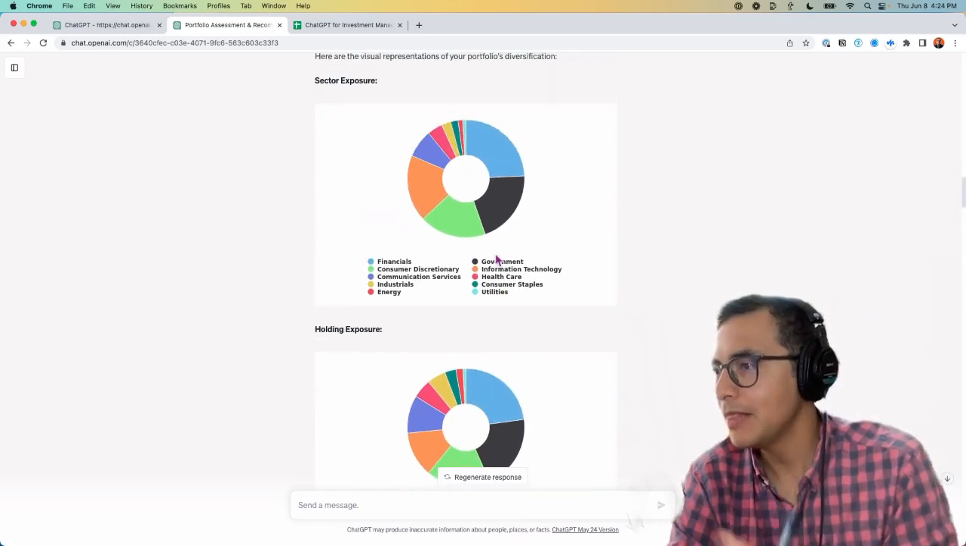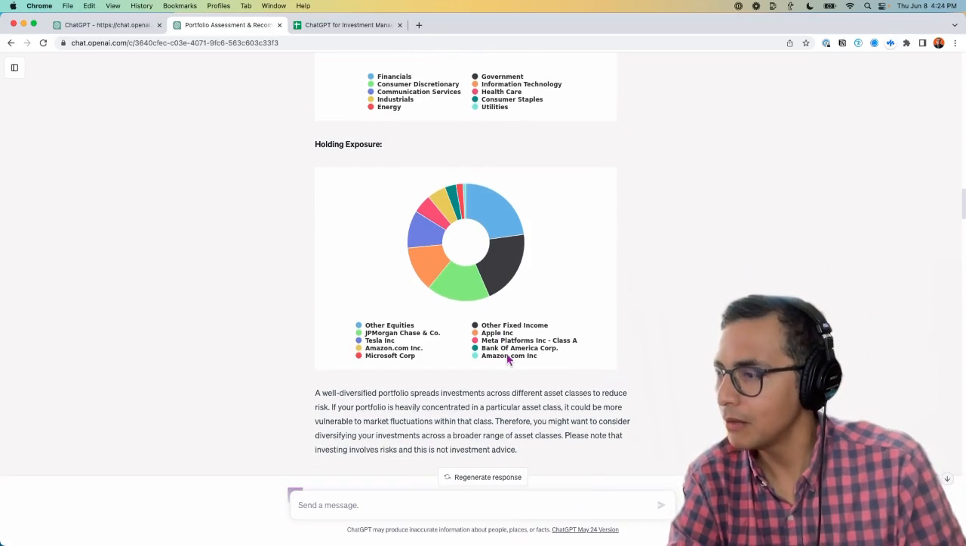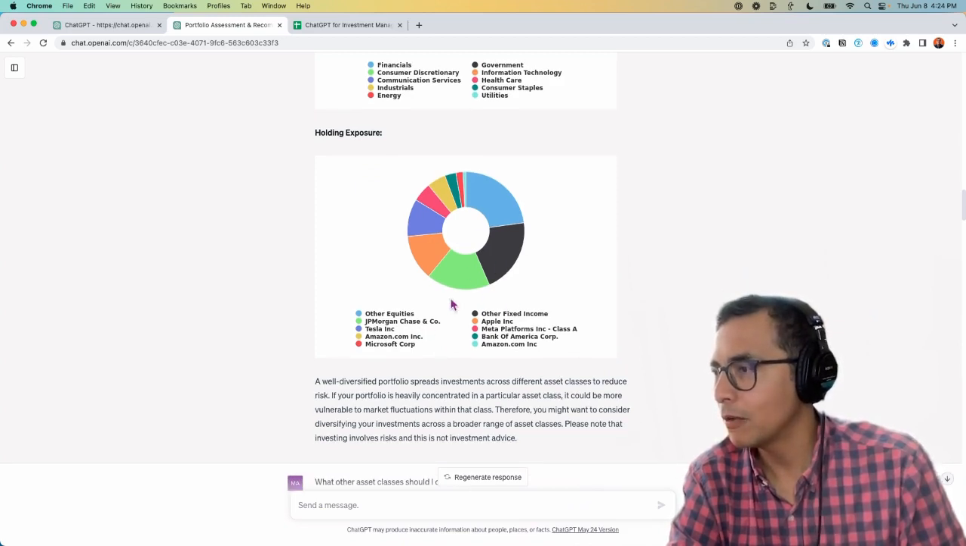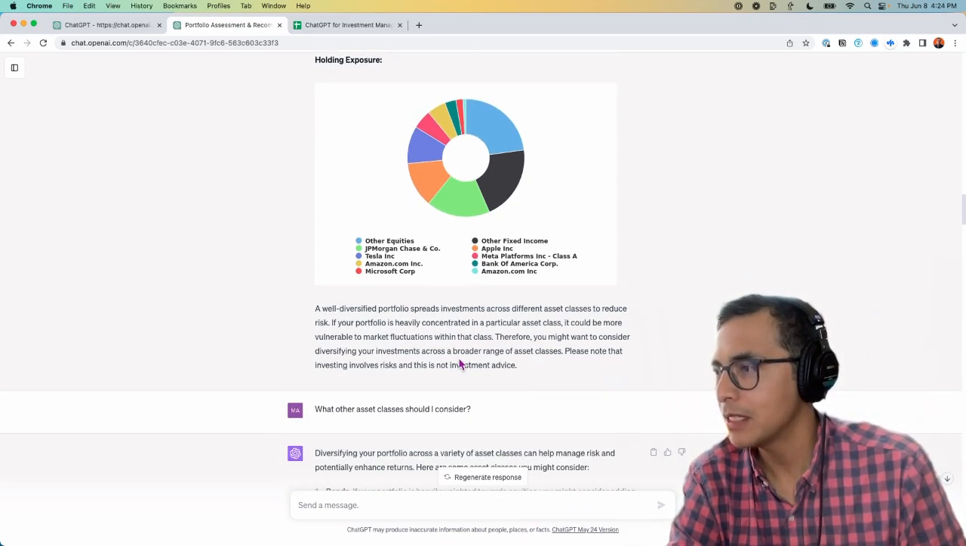So that's pretty nice. And let's see here, it looks like this is a look at my holdings, and it's including the different weights for my holdings. So it's a nice little chart there.